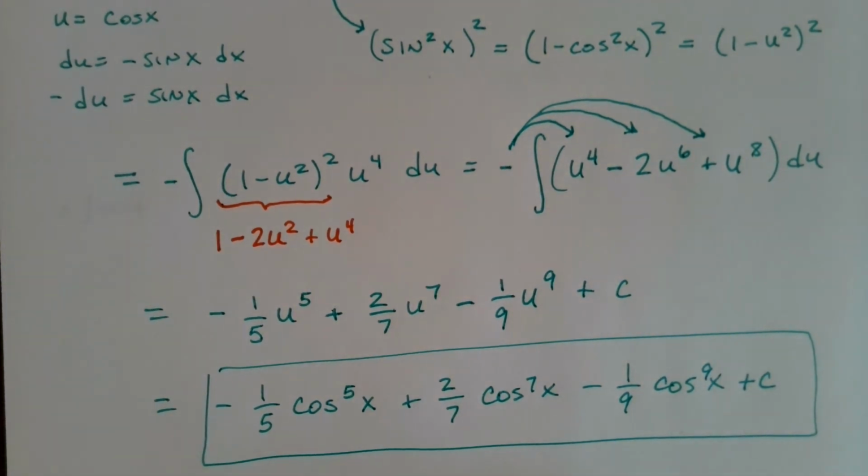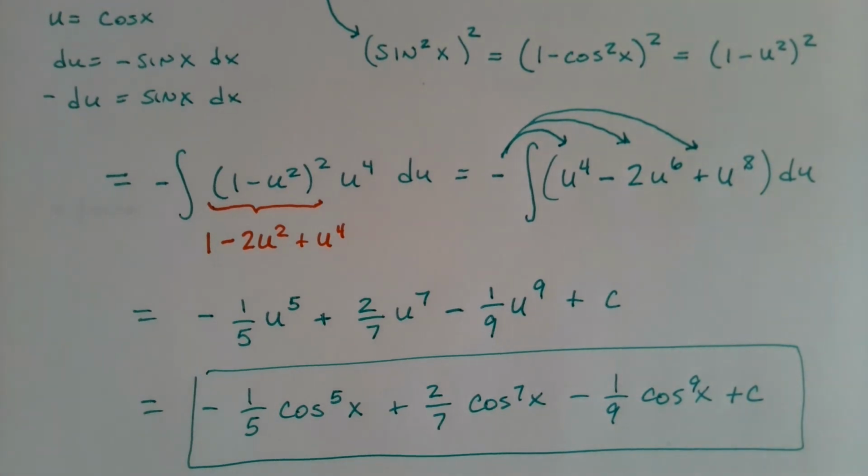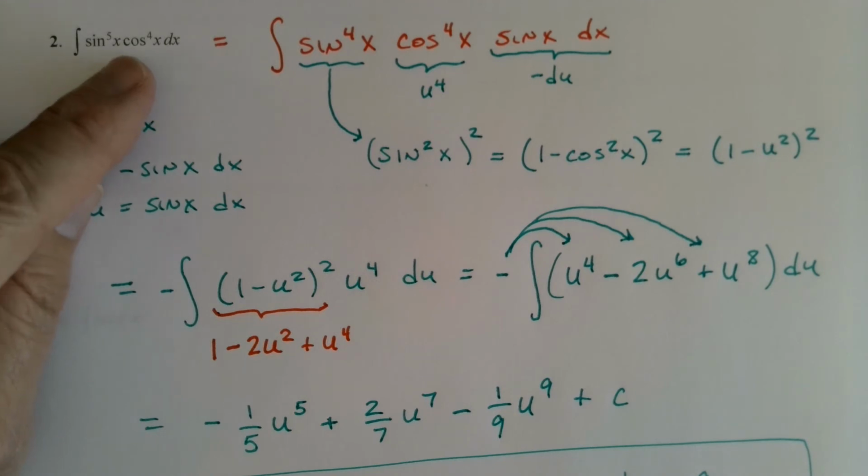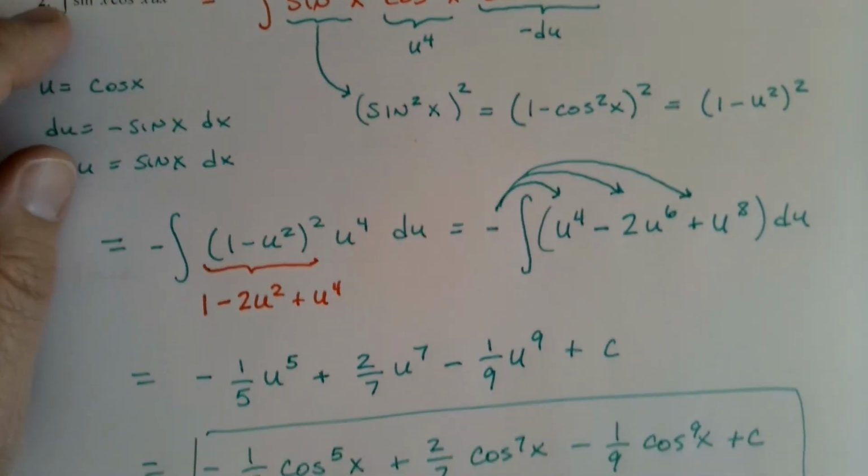So that's quite a masterpiece there. It's quite an amazing thing we can do there. We wouldn't in a million years have come up with that as the antiderivative for the original function, sine to the fifth x times cosine to the fourth x. Okay.